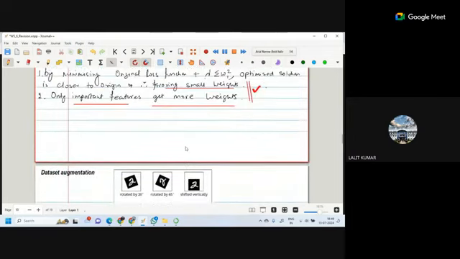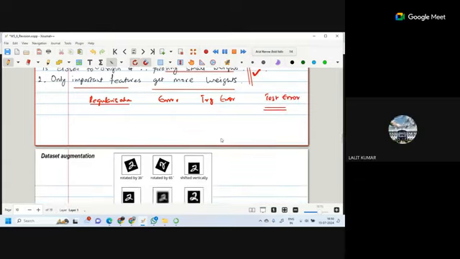Now, if I ask you a question: if I don't do regularization, which error will be more, training error or test error? Test error. Okay, very nice. So then it is clear.